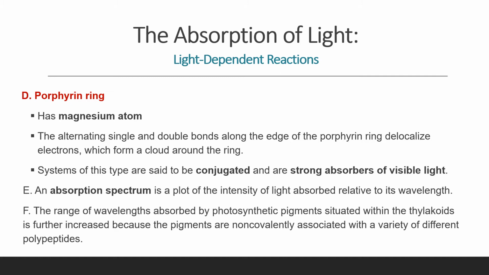An absorption spectrum is a plot of the intensity of the light absorbed relative to its wavelength, and the range of wavelengths absorbed by photosynthetic pigments situated within the thylakoids is further increased because the pigments are non-covalently associated with a variety of different polypeptides.